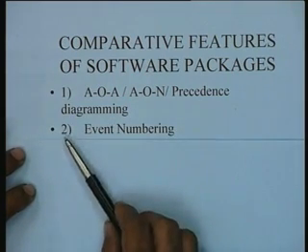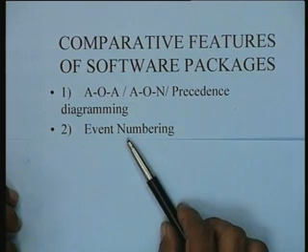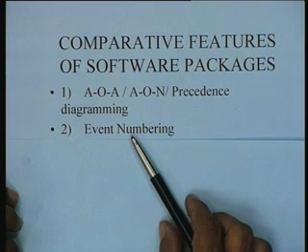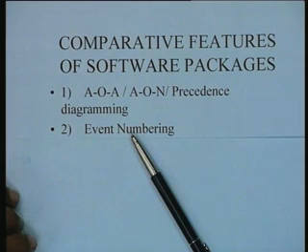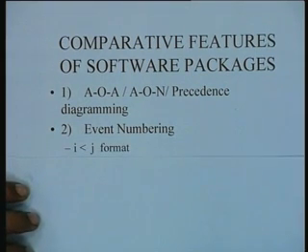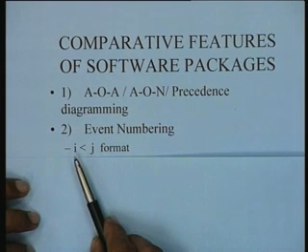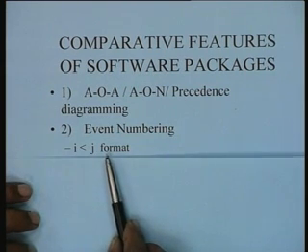The second factor, or the second attribute, for comparing different software packages is the manner in which the events in the network are numbered. By and large there are two options for event numbering. One is of course numbering the network according to Fulkerson's numbering rule, that is, the i less than j format.